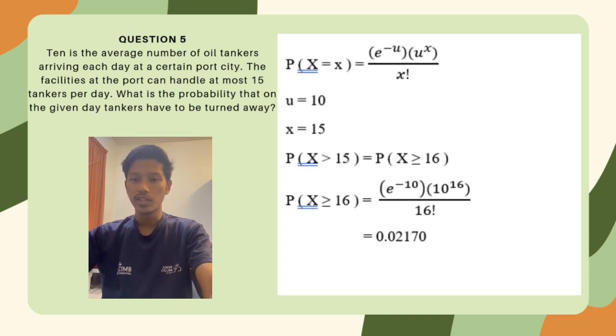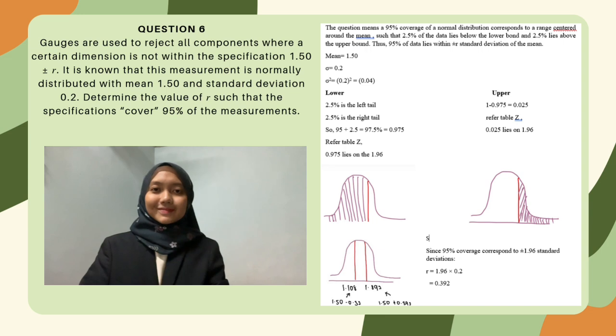So by this information, we can put it into the formula, which is e to the power of negative mu times mu to the power of x divided by x factorial. By putting the information into the equation, we can get the probability, which is 0.02170.